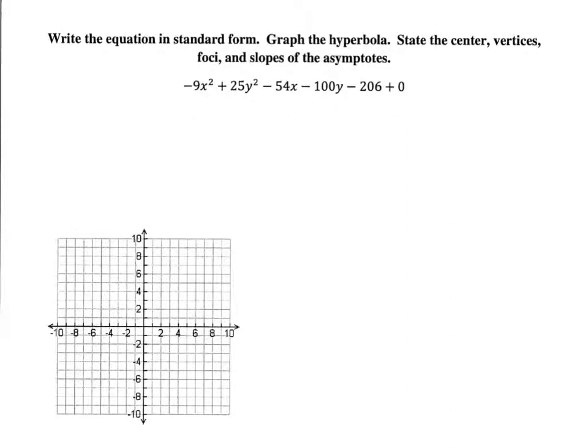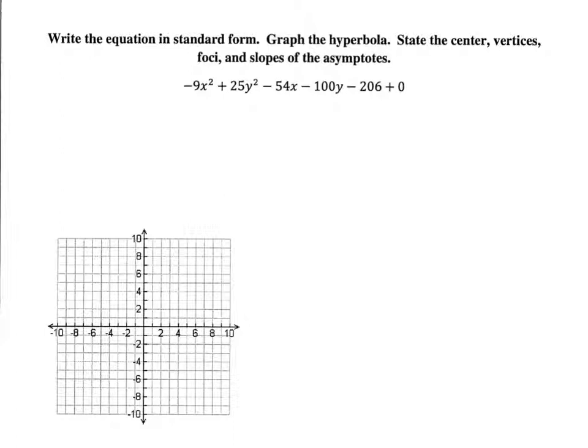Here we go, some more hyperbolas. Now, check it out. General form. We need standard form, and to graph the hyperbola, state the center, vertices, foci, and slopes of the asymptotes. Now, changing this into standard form is very similar to what we did with ellipses and circles.